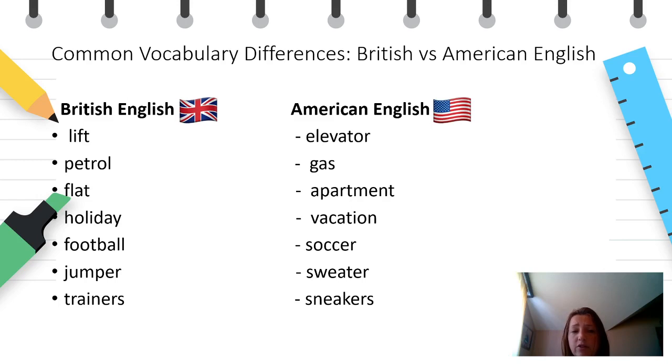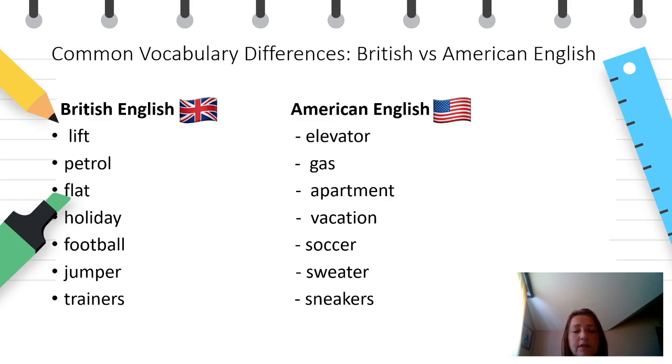Example: I need a lift up to my flat, or I need an elevator up to my apartment in American English. Petrol is another word for fuel in British English, and in American English the word is gas. I'm running out of fuel. Let's stop and get some petrol, or let's stop and get some gas.